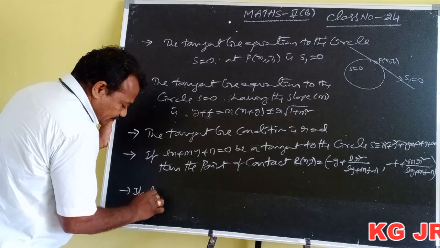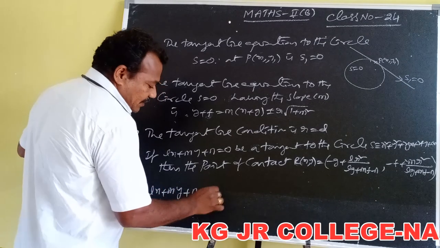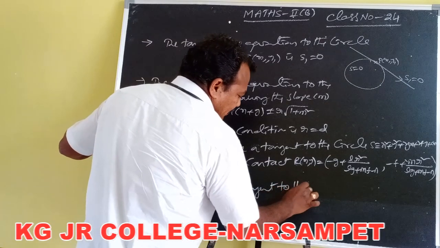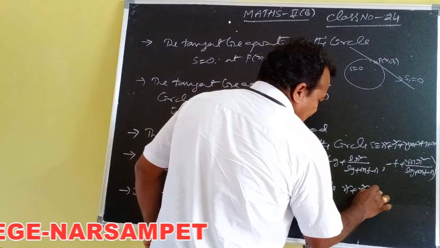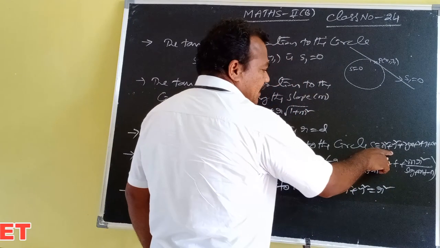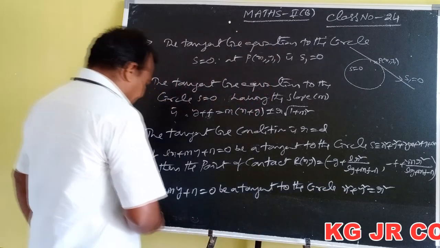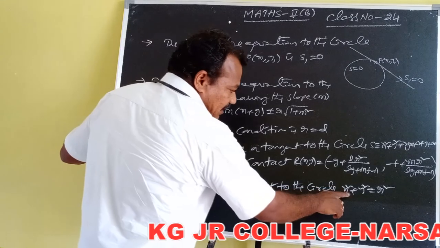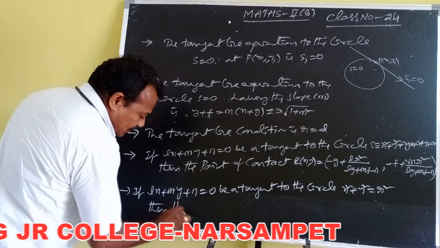If lx + my + n = 0 is a tangent to the circle x² + y² = r², then here the center coordinates are (−g, −f), and the center of this circle is (0, 0). Yes, if lx + my + n = 0 is a tangent to the circle x² + y² = r², then the point of contact.